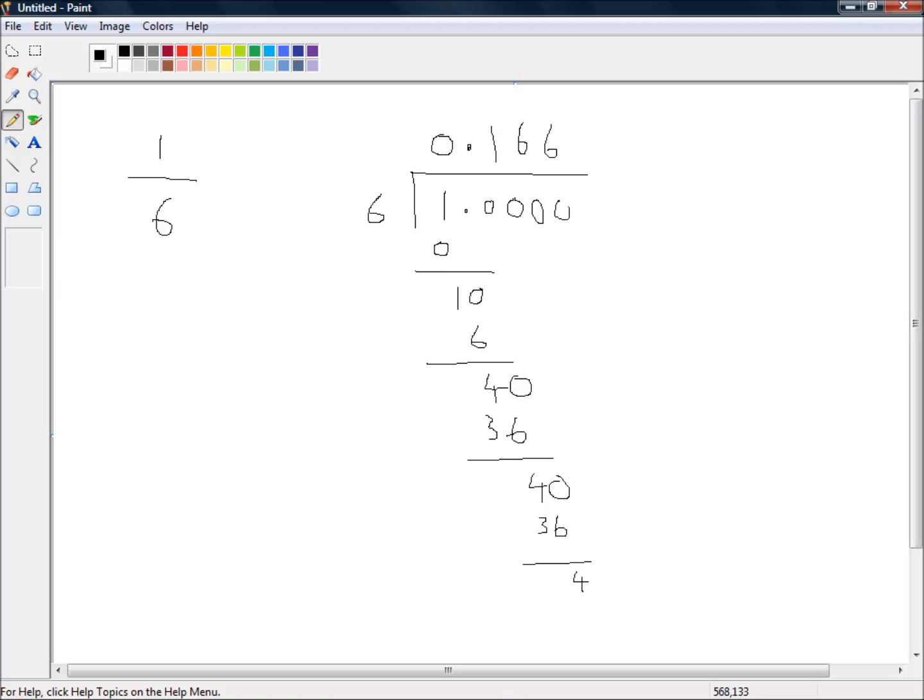And then we put in another 0 and bring that down. And we've got 6 into 40 again. We're stuck in a loop here. We're just going to get 6s all the time. So 1/6 is equal to 0.166666 recurring, and the 6s are going to go on forever.